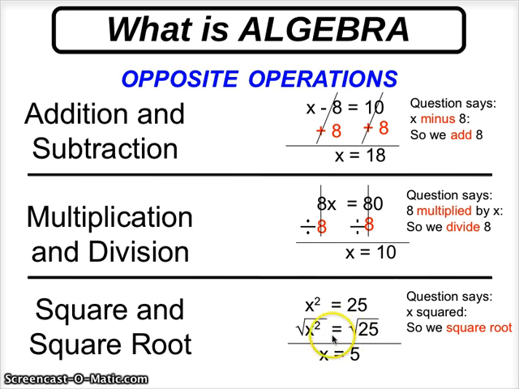Once again, the equal sign must remain true, and therefore we must keep this equation balanced. To keep the equation balanced, whatever operation we perform on the left side, we must perform on the right side. Square root cancels a square, and we're left with x, and the square root of 25 is 5, so x is 5.